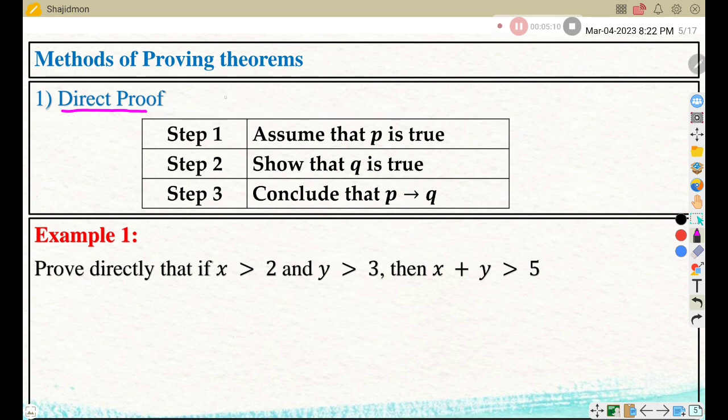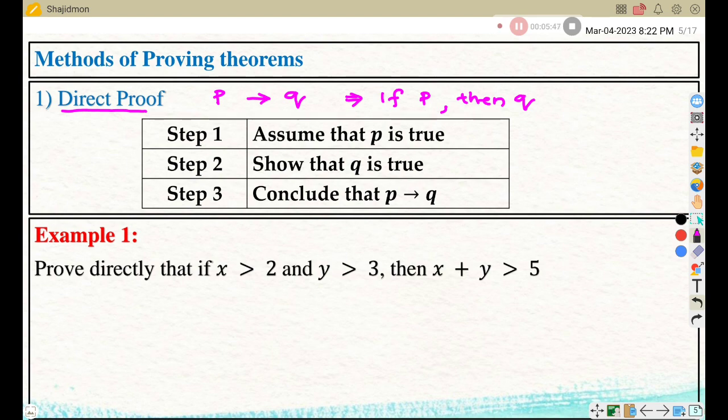For example, we have a conditional statement P implies Q. What is the meaning of this? If P is true, then Q is also true, correct? We studied this in previous sections. Remember, what we are writing is simply this conditional statement: if P, then Q, or P one-sided arrow Q, correct?